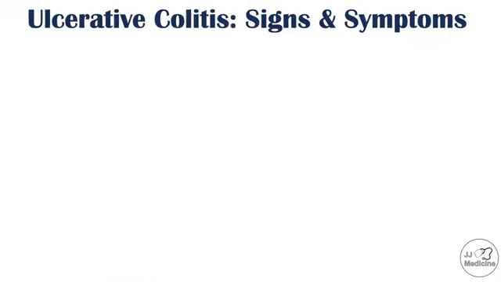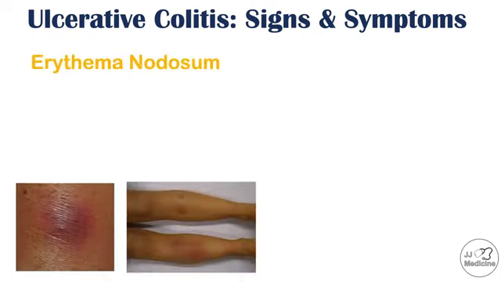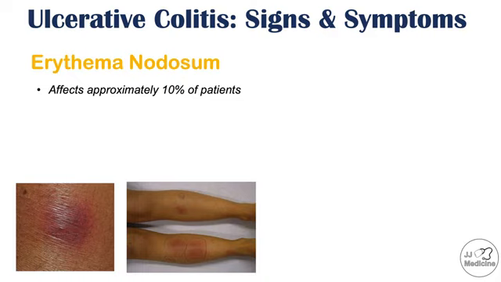Now, there are some interesting extraintestinal manifestations that can occur in ulcerative colitis, like they occur in Crohn's disease. So extraintestinal manifestations mean that they are clinical features outside of the gastrointestinal system. And some of them include skin findings. One of them is erythema nodosum. Now, erythema nodosum can affect approximately 10% of patients with ulcerative colitis. So it doesn't affect as many as is affected in Crohn's disease. There are slightly more who are affected with this skin manifestation in Crohn's disease, but it can affect a significant number of patients with ulcerative colitis.